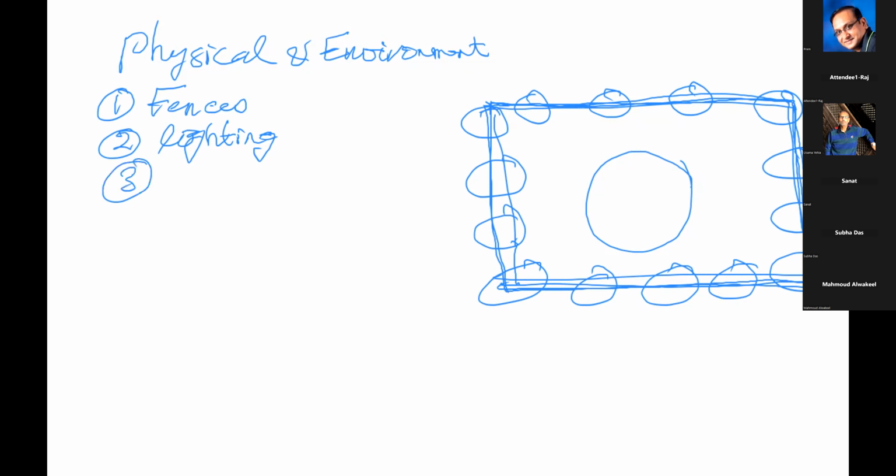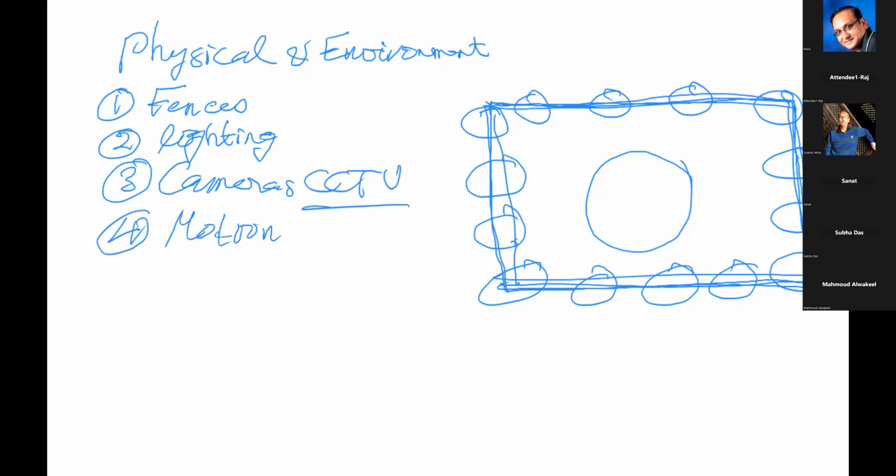Also, you must have cameras, which we call CCTV, closed circuit television, which can record. You can have motion detection, and this motion detection and the CCTV can be outside and inside the data center. If there is any movement inside the data center, the motion detection can discover it and give you a warning, so you can check who is trying to penetrate the data center, or the intruders in the data center.